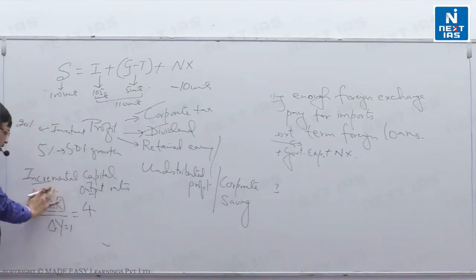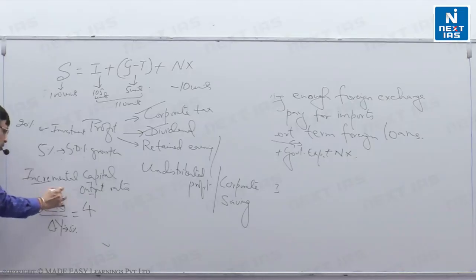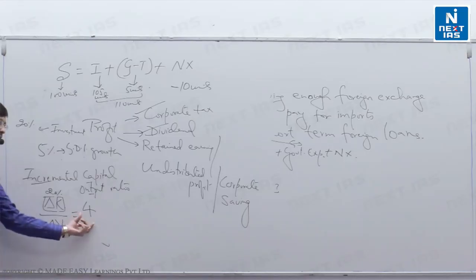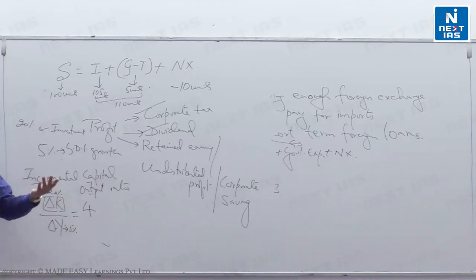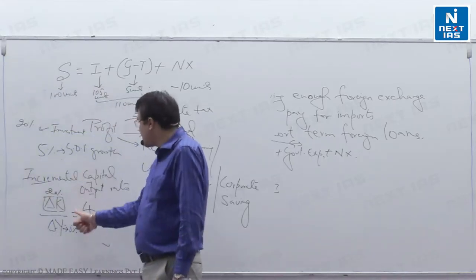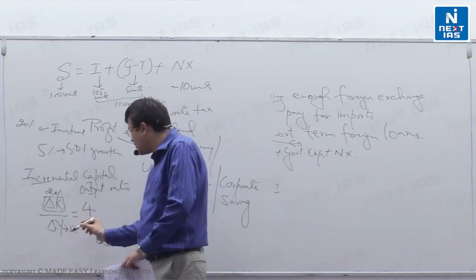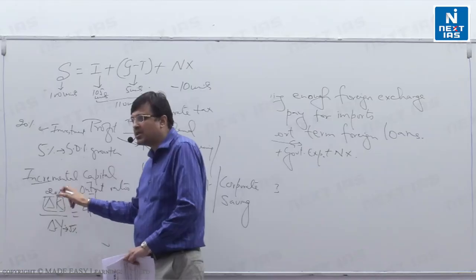If your ICOR is 4 and you want GDP to grow at 5%, then your capital should increase at the rate of 20%, and the increase in capital is investment, the capital formation part. So you need investment to be 20%. I repeat again, if your capital output ratio is 4 and you need your GDP to grow at 5%, then your investment should rise at 20%, the change in capital stock.